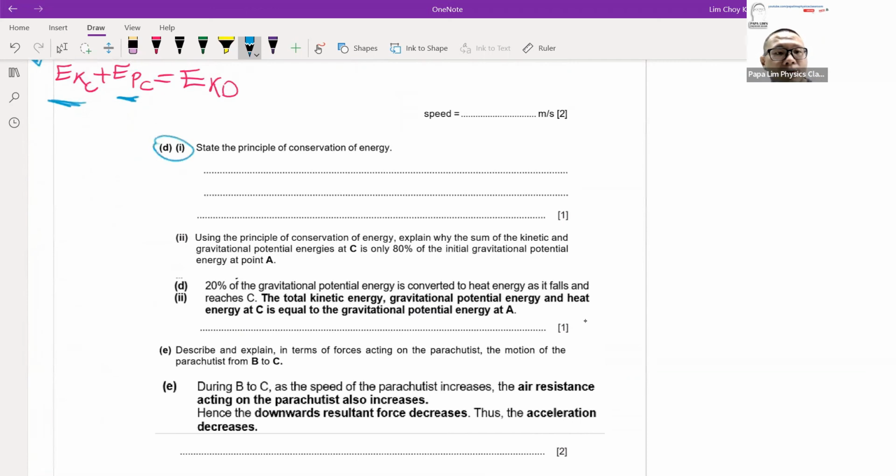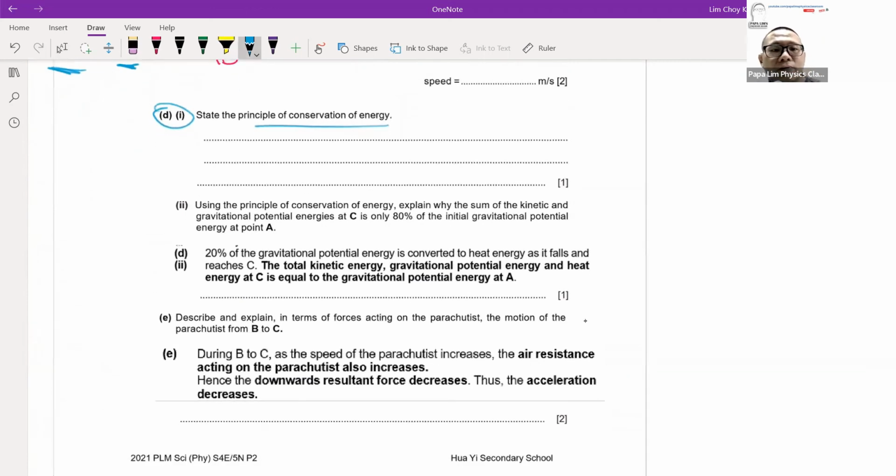I will not dwell too much on this, it is a very standard definition. Now, explain why the kinetic energy at C is only 80% of it at A. What happened? You find that the total energy at C and the total energy at A are not the same. The total energy at A is actually higher than at C, because there's a 20% loss. As a result, the energy is only 80% at C.